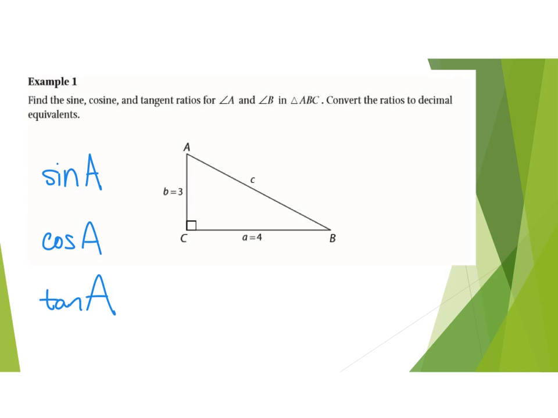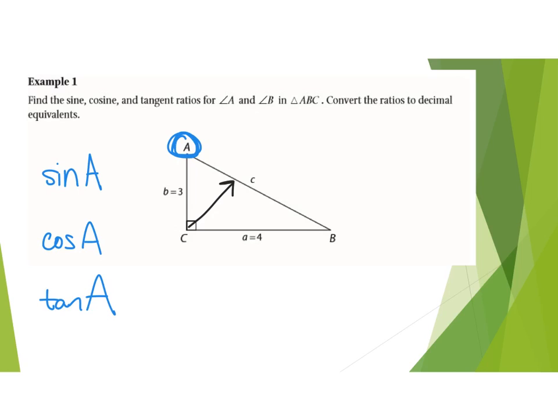Since I can't point, I'm just going to color. When I'm sitting at A, you need to know who's opposite of A, who's adjacent to A, and who's the hypotenuse. Please spot the hypotenuse first because that'll be for both angles. C is the hypotenuse, and there's our first problem. We do not have a value for C.